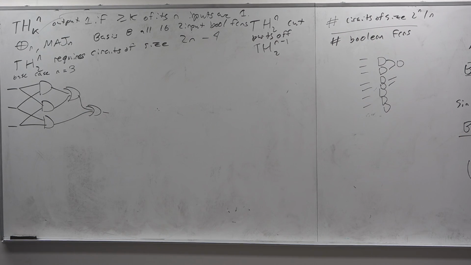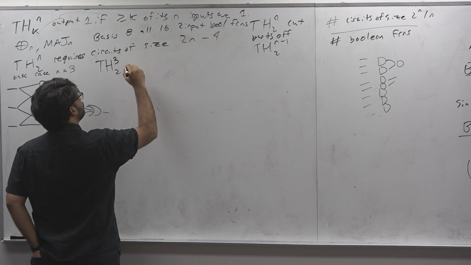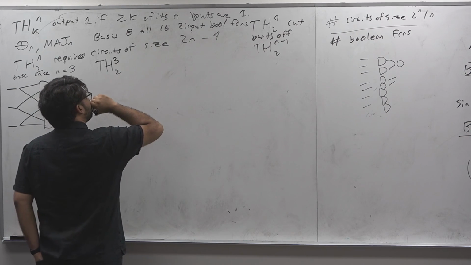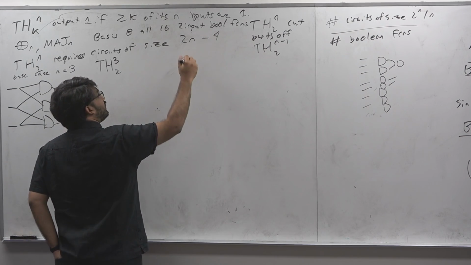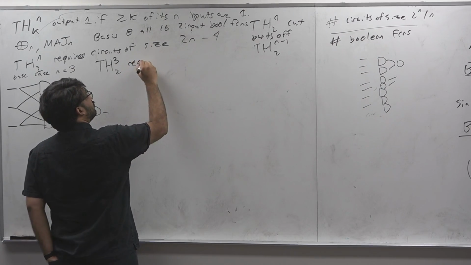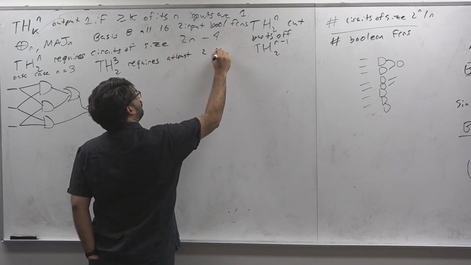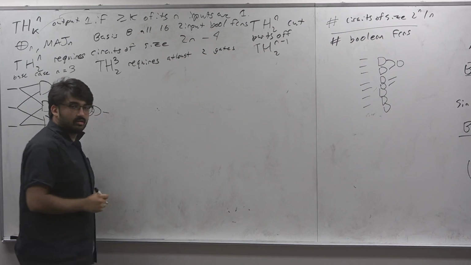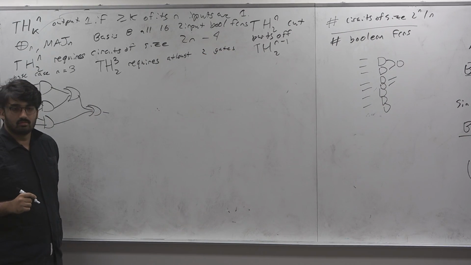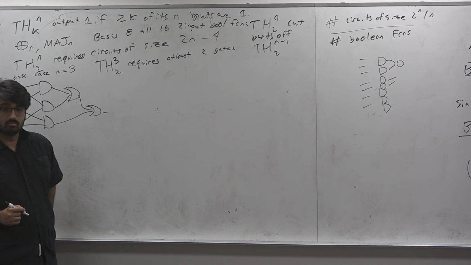Okay? But why does it require circuits of size n? If we plug in 3 here, what do we get? 2. Yeah. Why does it require at least 2 gates? Because you need at least 3 input wires, which needs at least 1.5 gates.